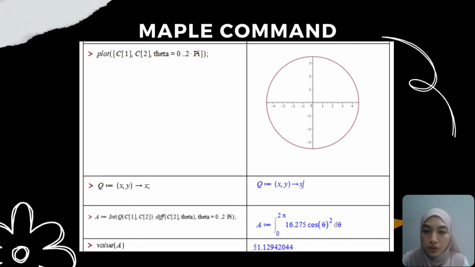Next, we enter Q equal to [xy, 2x], and then we enter A equal to int(Q(C[1], C[2]) multiplied with diverge(C[2], theta), theta = 0 until 2*pi). And lastly, we enter value A and then we get 51.1294244, which is the same as the manual calculations.